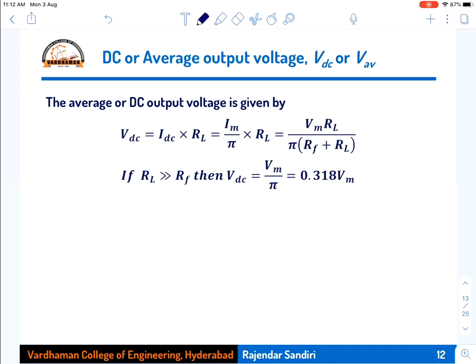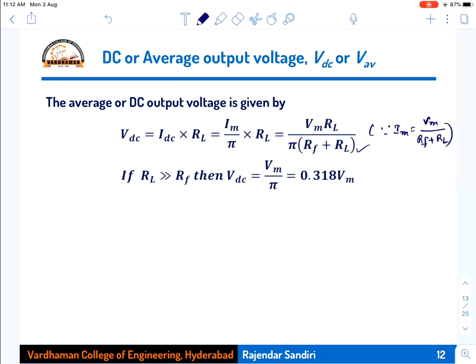IDC was already calculated in the previous step as Im by pi, into RL. But I want to express VDC in terms of Vm. We already know the relationship between Im and Vm: Im is equal to Vm divided by Rf plus RL. A very, very important relationship between Im and Vm. So same way here, in place of Im, if I replace, VDC is Vm RL divided by pi into Rf plus RL.